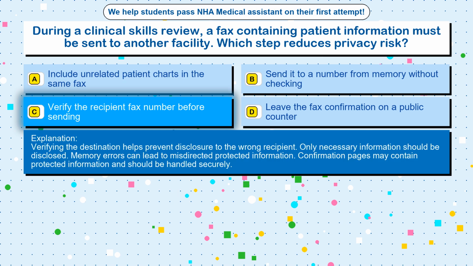Verifying the destination helps prevent disclosure to the wrong recipient. Only necessary information should be disclosed. Memory errors can lead to misdirected protected information. Confirmation pages may contain protected information and should be handled securely.